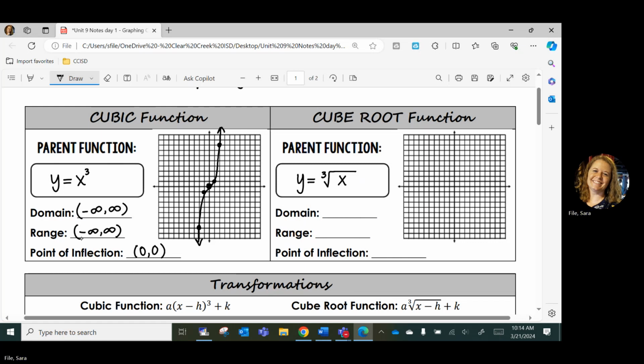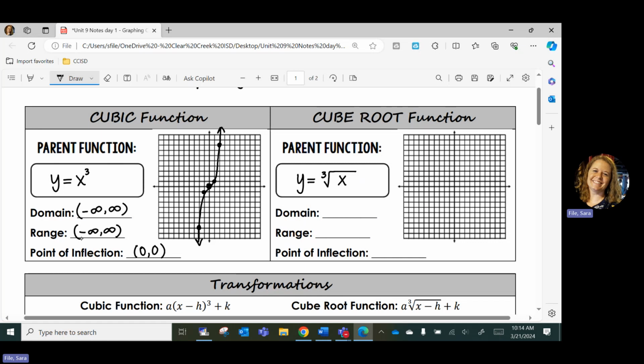Does that look familiar now that you see it? Okay, so that's your cubic. Okay, so cube root. If you don't recall what the cube root parent function looks like, that's okay. We can do the same strategy and say, well, if I input this, what's the output?